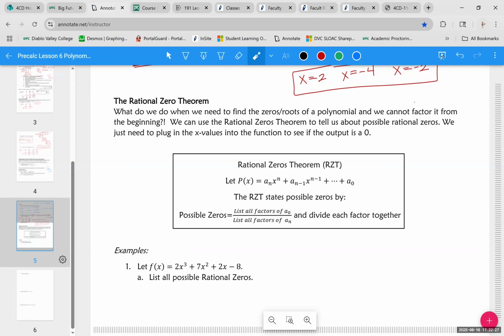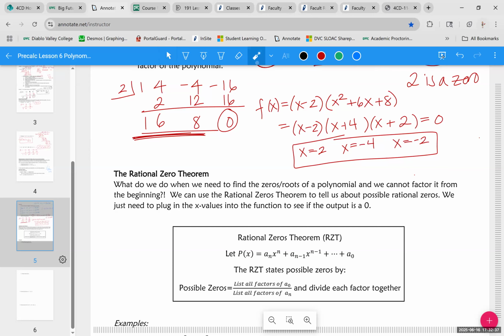And so once we have that list, we need to just try to figure out which one works, which one actually gives us 0. And the best way to do that is to use synthetic division and see if your remainder is 0. If your remainder is 0, then that tells us that the factor goes in without a remainder. So it is a zero, and we can work on factoring it more.